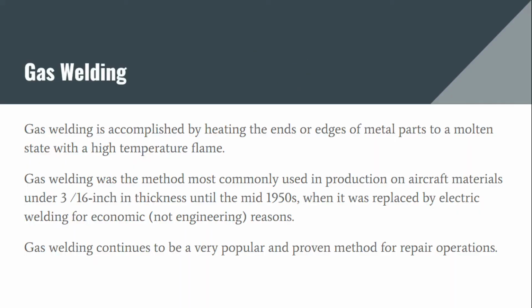Gas welding. Gas welding is accomplished by heating the ends or edges of metal parts to a molten state with a high temperature flame. Gas welding was the method most commonly used in production on aircraft materials under 3/16 inch in thickness until the mid-1950s, when it was replaced by electric welding for economic reasons, not engineering. Gas welding continues to be a very popular and proven method for repair operations.